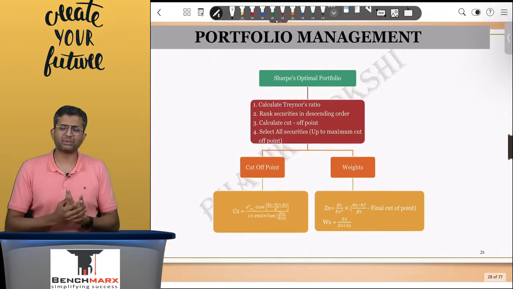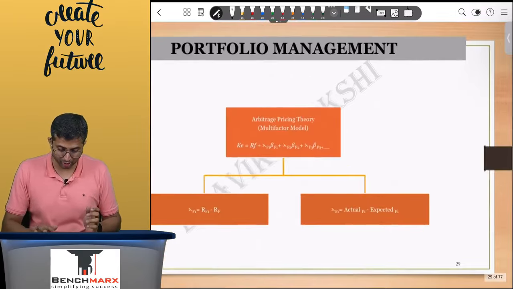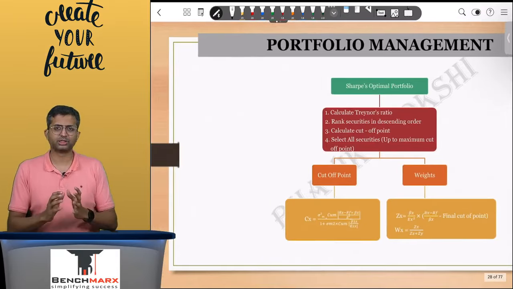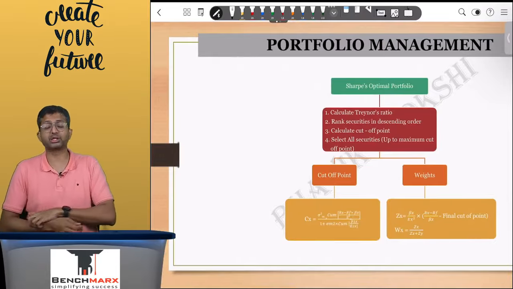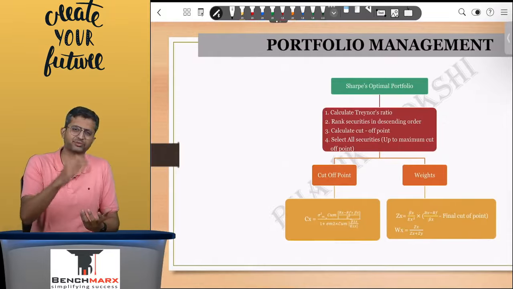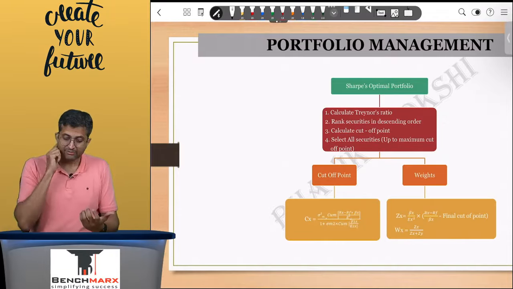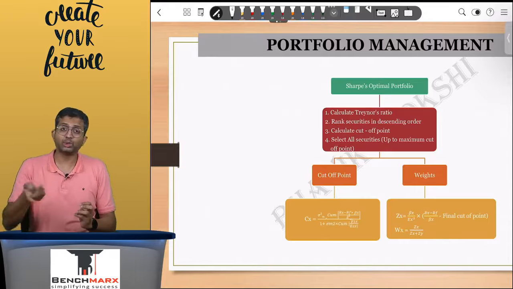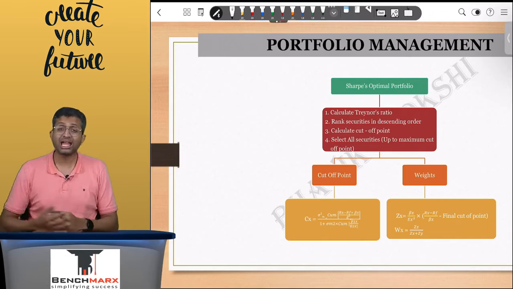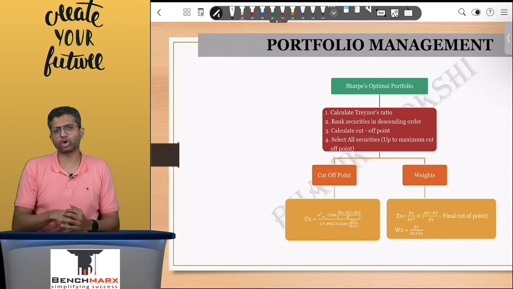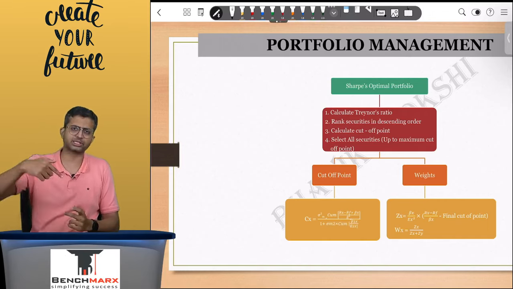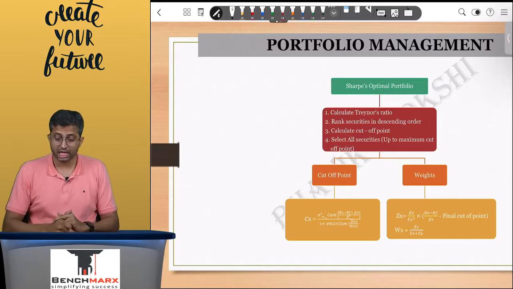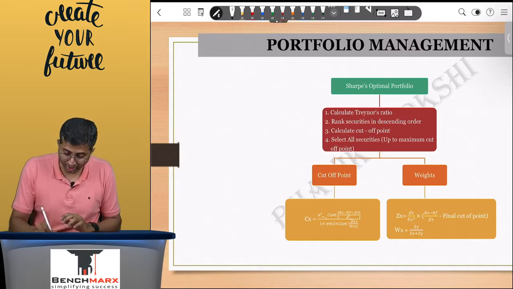Then there is something called Sharpe's optimal portfolio. Now this has not come in the exam in the past, but if it comes, it is very calculative. There are a few steps you'll have to remember, where if there is a universe of securities, let's say 7 securities given, you will have to calculate the Treynor ratio for each of them, then rank these securities in the descending order of the Treynor ratios. The highest comes first, lowest comes last, and then you will calculate cutoff points for each security.